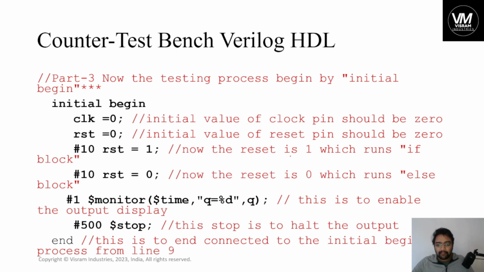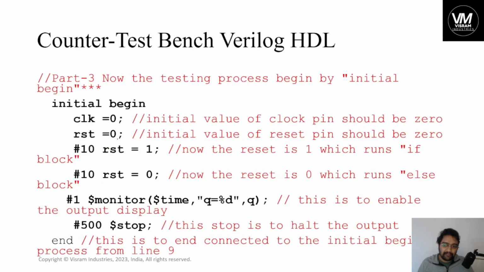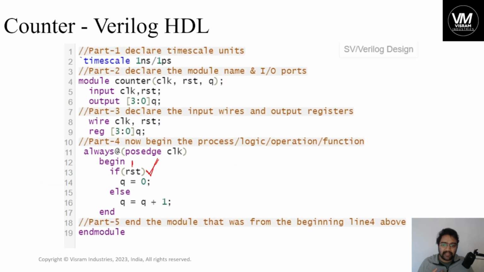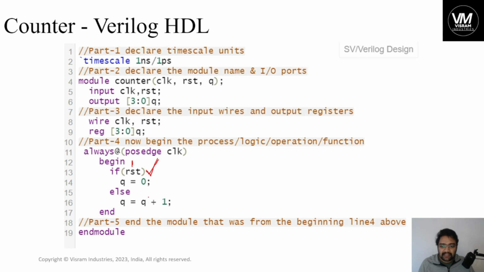So why do we make reset 1 and 0? Good question. Because in the counter Verilog HDL, if reset is enabled, if reset is 1, the reset is operating. We got reset enable at the 10th nanosecond. So Q, the output, is 0. Now reset is 0, else counting. Counting from 0 to 1.